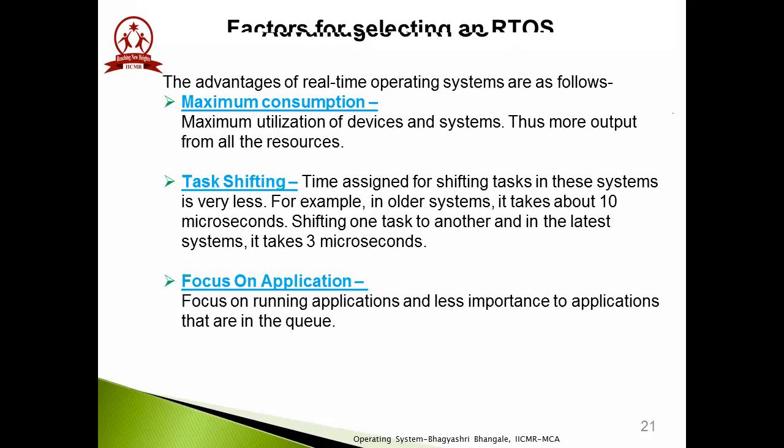Then next, some advantages of real-time applications. First is maximum consumption. It can provide the maximum utilization of the system, getting output from all the resources. Then task shifting. If the time is assigned for a particular task, then the task shifting time is very low because it provides the time constraint and deadline. For example, shifting from one task to another can take about 10 microseconds in an older system, while in the latest system it can take 3 microseconds.